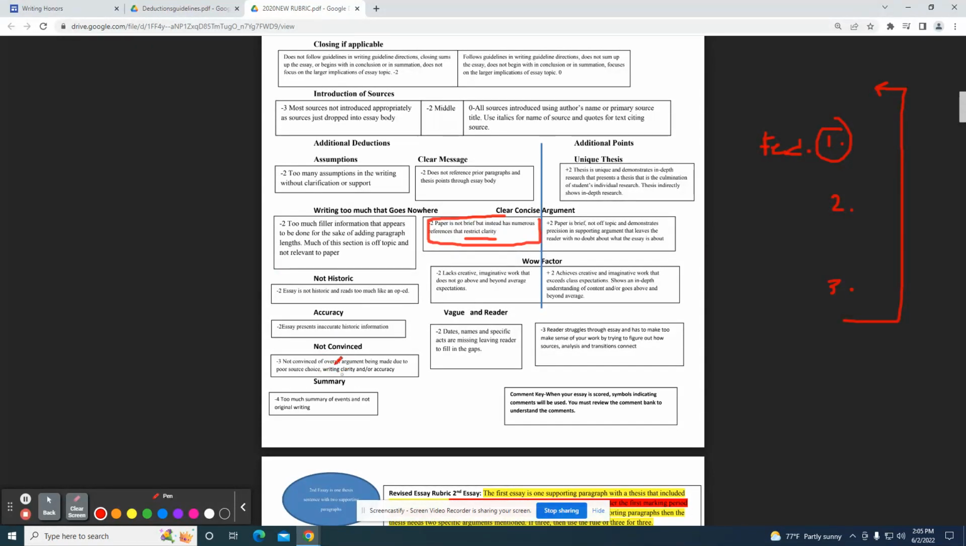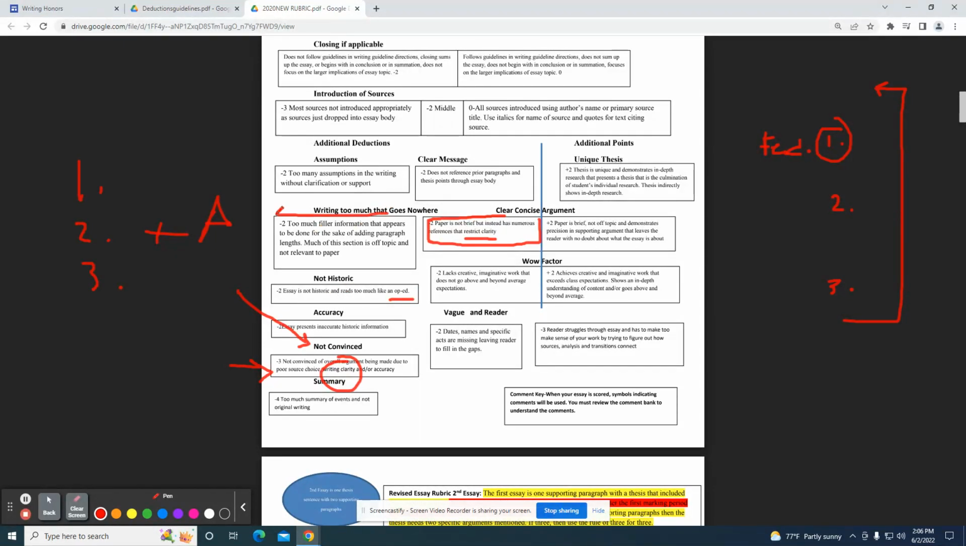We want to make sure that you convince the reader by the end, after I'm done reading all of your sources and your analysis. I should be able to, in my head, answer this question. Am I convinced about the thesis? Yes or no? If I'm not, that's a -3. It's not historic. What I mean by that is this is reading like an op-ed. You are making assumptions. You are presenting information without any clear evidence, any clear data. If it's not historic, you will get a deduction here.